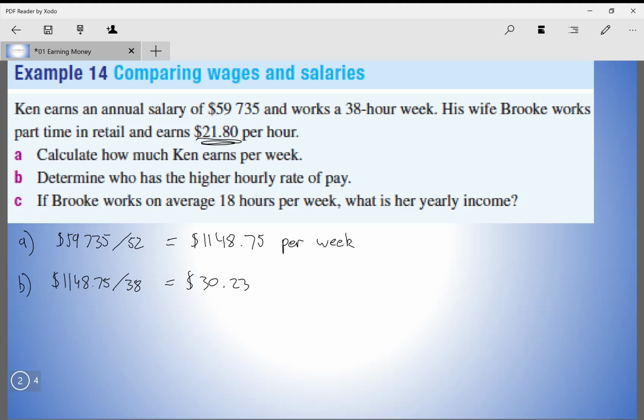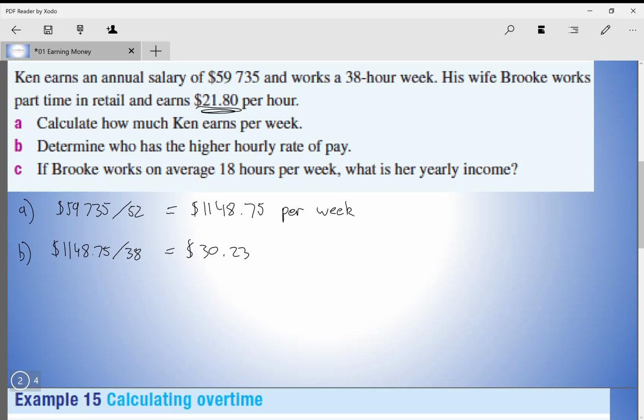Now, next question here. If Brooke works on average 18 hours per week, what is her yearly income? So what we do to calculate this is we know her hourly rate of pay, so we want to work out her weekly rate of pay at 18 hours a week. So how we do that is we times her hourly rate of pay by her weekly hours. We put that into our calculator, and we get $392.40. So that's per week.